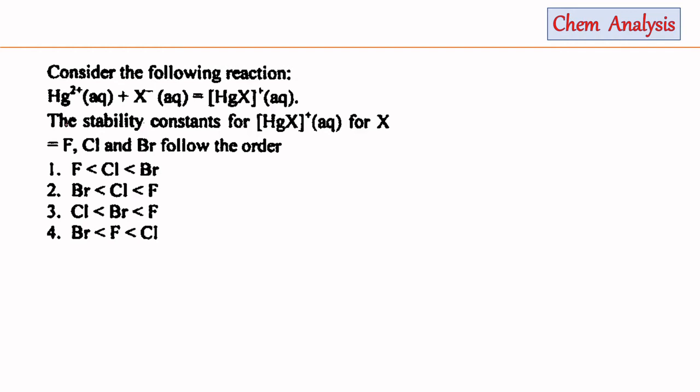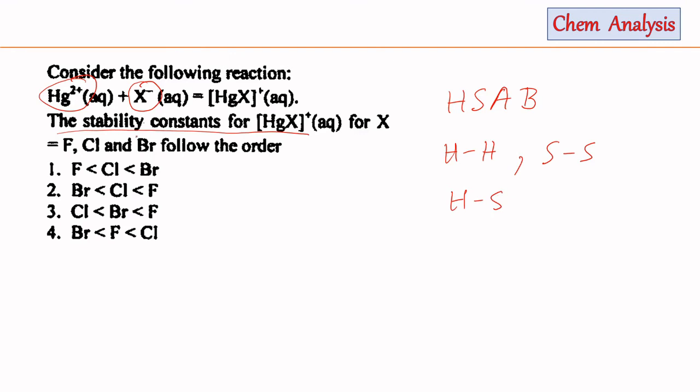We have to tell about the stability constant of HgX formed by the reaction between Hg2 plus and X minus. X minus are the halides. This question can be solved depending upon the HSAB principle, that is hard soft acid base principle. Here Hg2 plus will act as an acid and the anion will act as a base, and you know that hard-hard interaction and soft-soft interaction are stronger than hard-soft interaction.